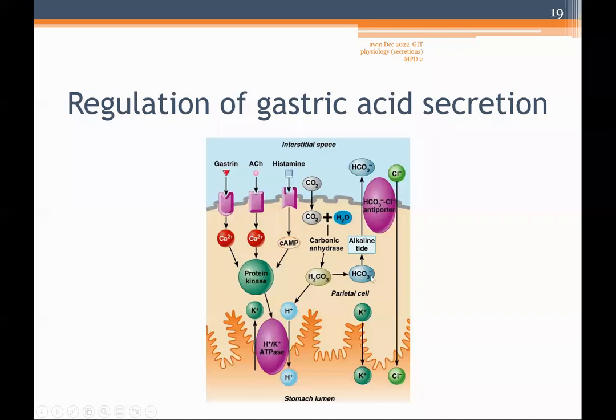If you have a look at this diagram, it also explains nicely the alkaline tide, because you can see we've combined everything in this diagram. It summarizes all that happens during the formation of hydrochloric acid.